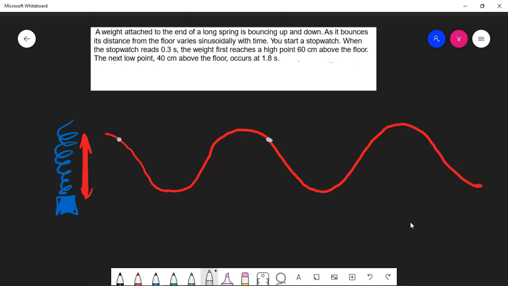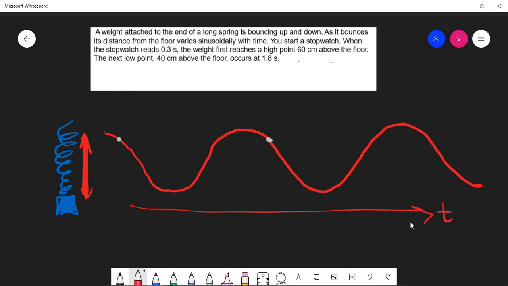What you have a model for is something that's either at a max, a min, or a middle. So that's what you're looking for here in the problem. It says its distance from the floor varies sinusoidally with time, right? It's going up and down here. And as you stretch that out over time, what is the height over time? Okay, as time goes on here.